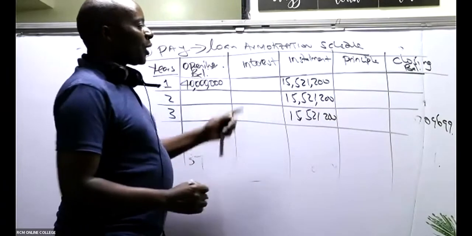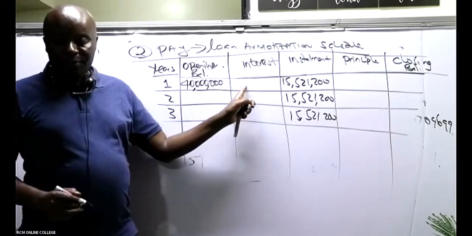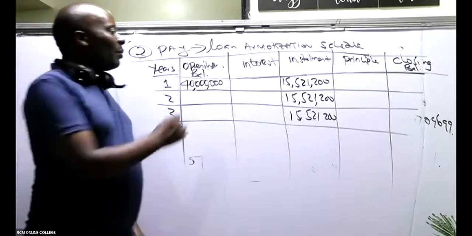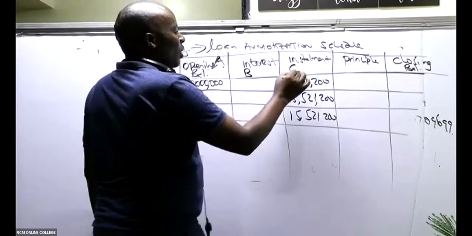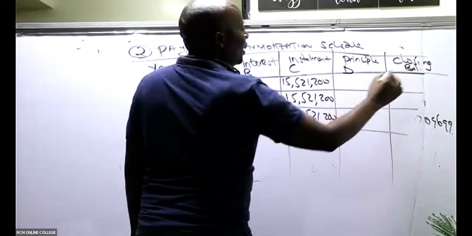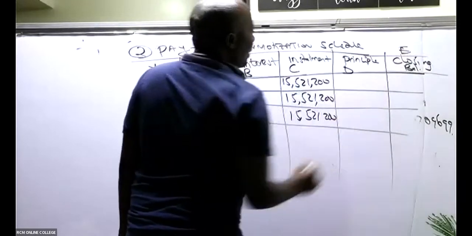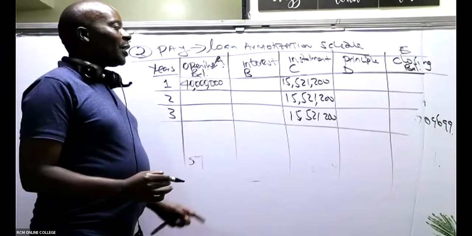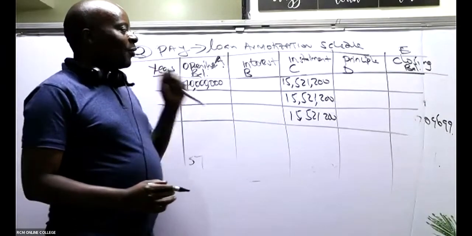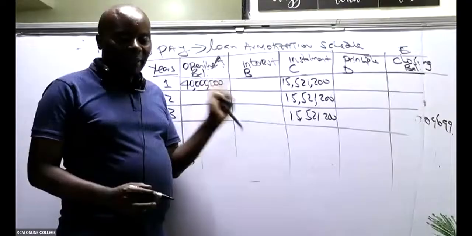There will be issues like what? Interest. Interest will be there. So remember, this is our column A. This is our column B. This is our column C. This is our column D. And this will always be our column E. So before I continue, I would want to know whether you guys have been able to draw this skeleton.